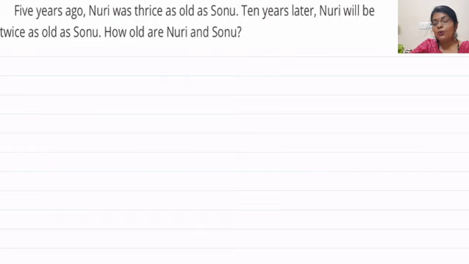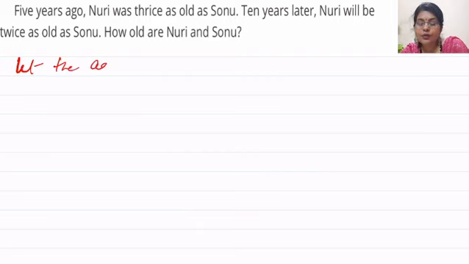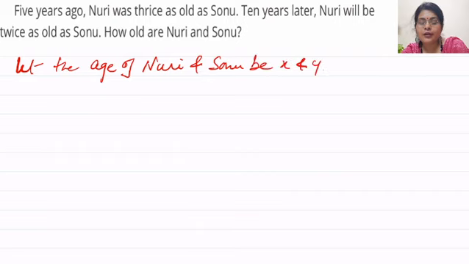5 years ago, Noori was thrice as old as Sonu. 10 years later, Noori will be twice as old as Sonu. How old are Noori and Sonu? First of all, without wasting our time, we have to write the ages. Let the ages of Noori and Sonu be x and y years respectively.